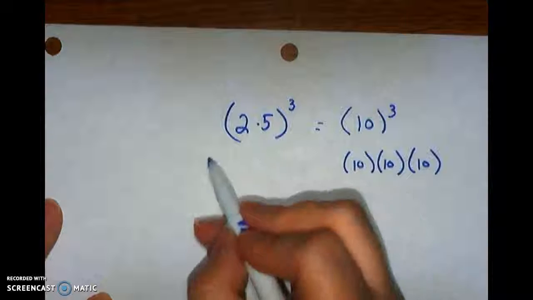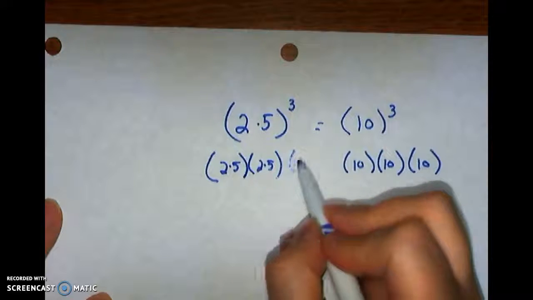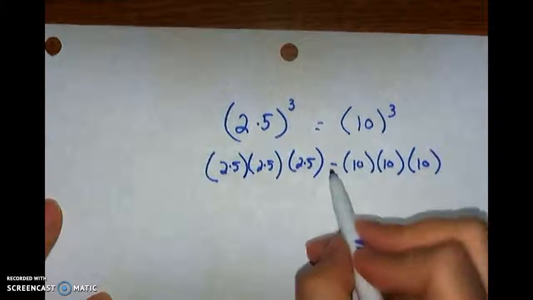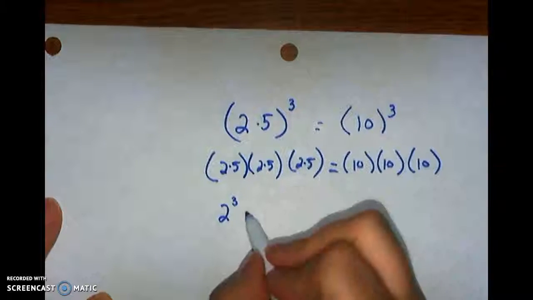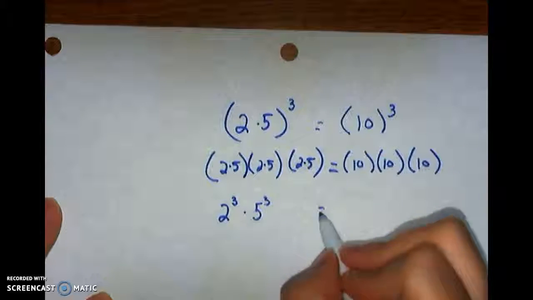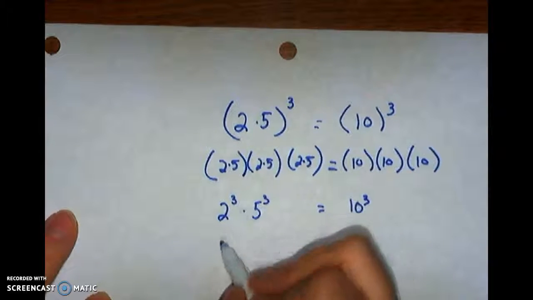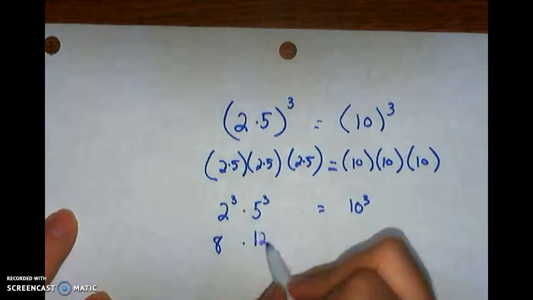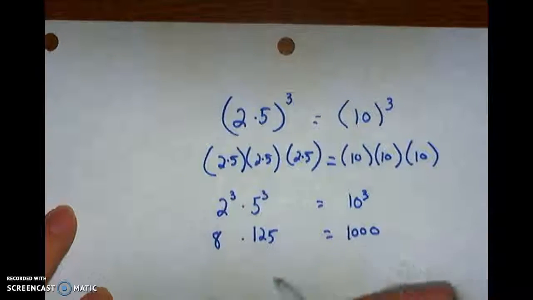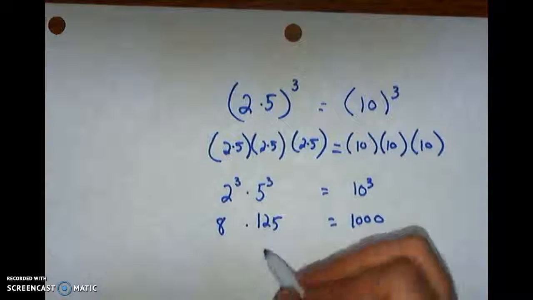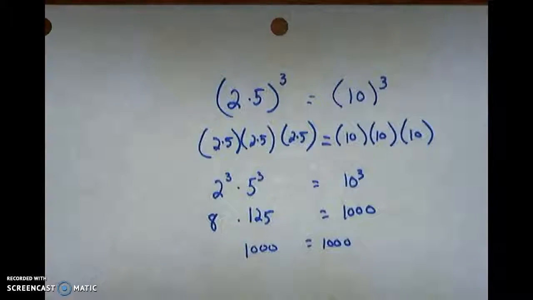Over here, 2 to the 5 times 2 to the 5 times 2 to the 5. How many 2's do we have? How many 5's do we have? Punch this into your calculator. 2 to the third is 8. 5 to the third is 125. 10 to the third is 1,000. 8 times 125. There's just a little math magic for you.